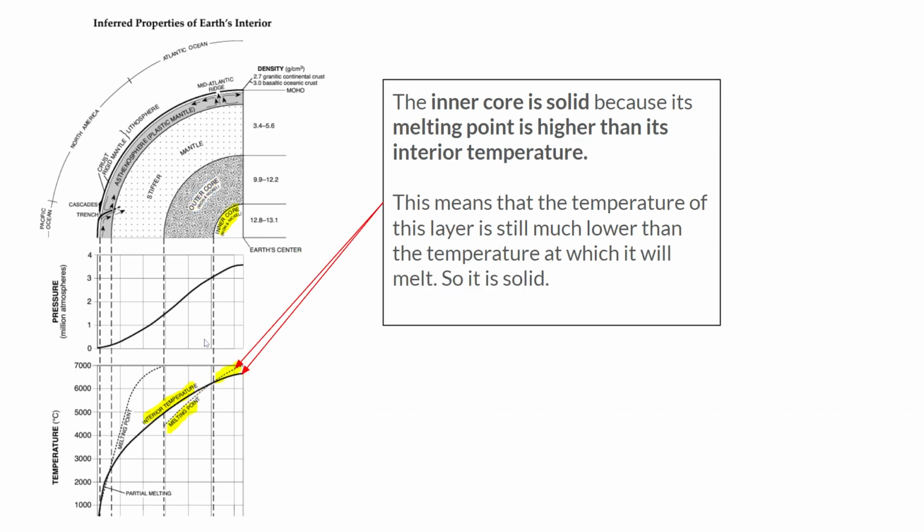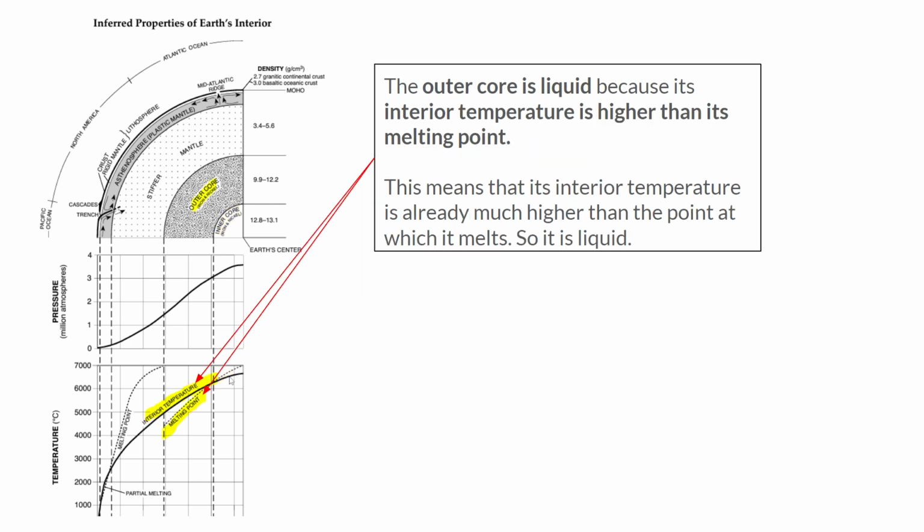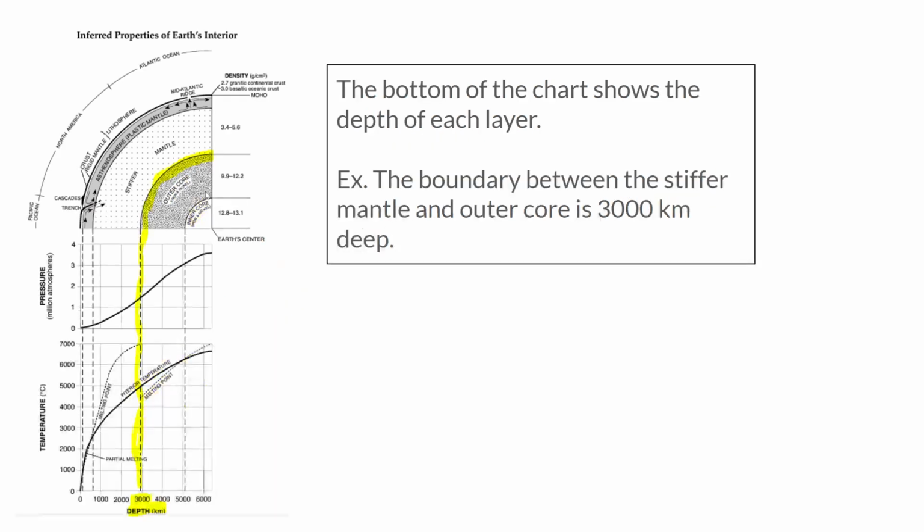Now, the inner core, you can see the melting point is actually higher than the interior temperature, or the interior temperature of the inner core is actually still much lower than the melting point, which means it did not melt yet. That's why our inner core is solid. So if my interior temperature is higher than my melting point, then that layer is a liquid. Our outer core is a liquid.